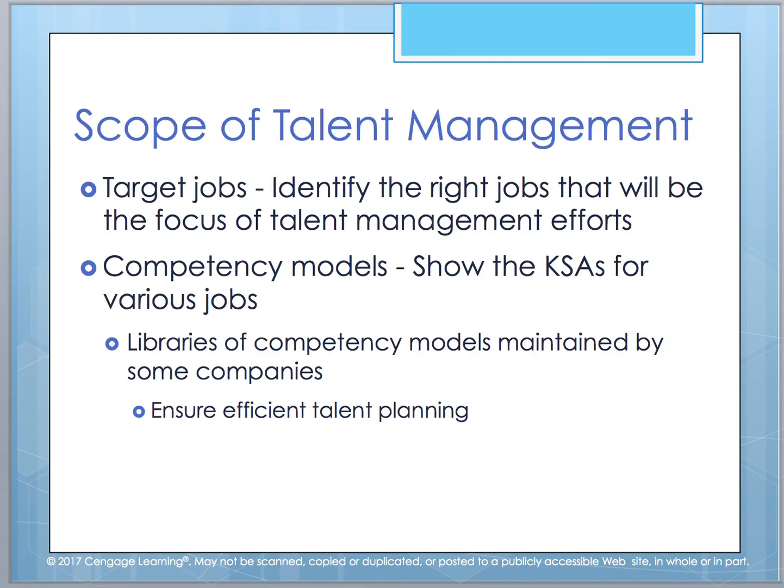So let's look at the scope. When you identify the right jobs that will be the focus of your efforts, that's where you have a targeted job. Remember we talked about the KSAs in the previous chapter, chapter 6, I believe. Those are the competency models that we use. And you can have libraries of competency models that can be maintained that ensure that you're efficiently planning for your talent, those coming in, retention, and those that depart.